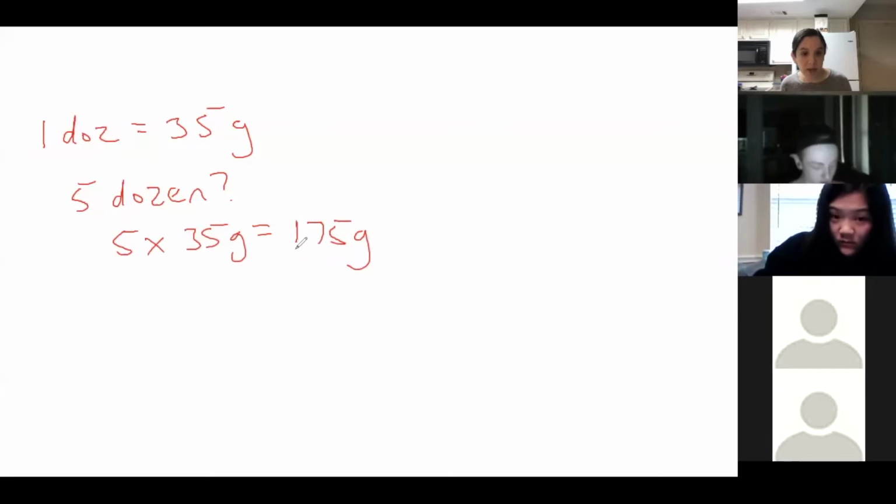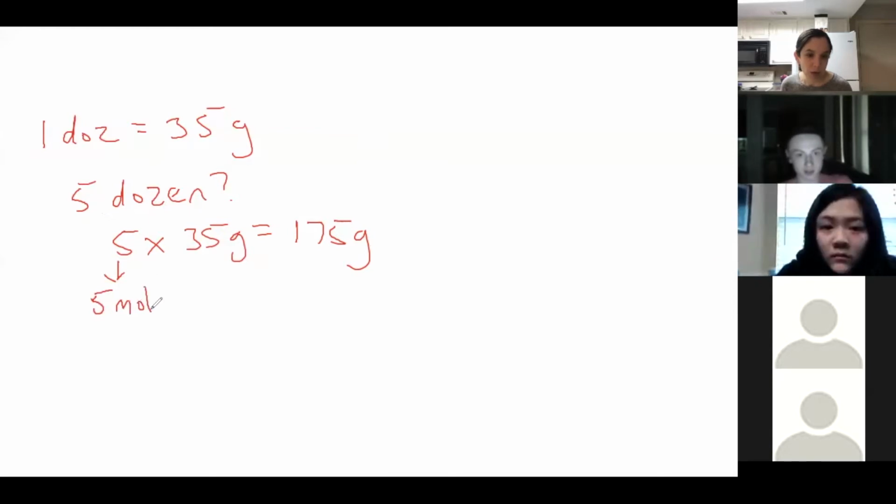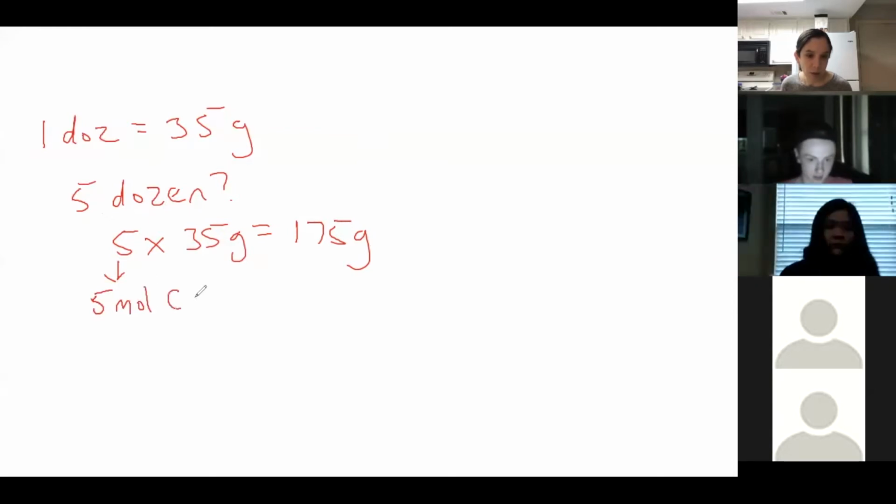So instead of counting out 60 jelly beans, you could just weigh out 175 grams of jelly beans, and you'd be confident that you have 60 jelly beans. So that's similar to what we were doing with moles yesterday. You can think of it like this, 5 dozen, it's similar to what we think of as a mole. It stands for a number.